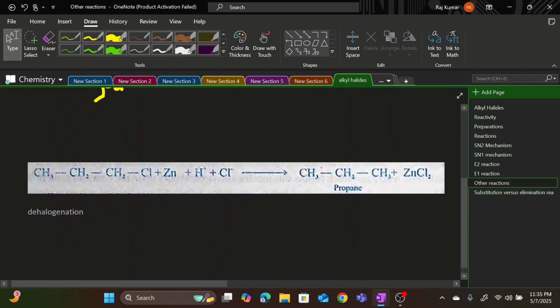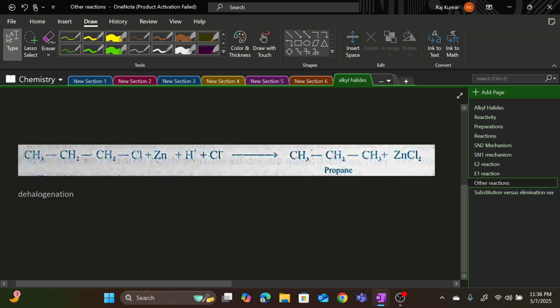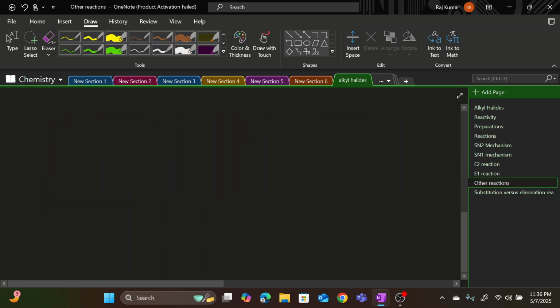And then we have dehalogenation. Dehalogenation is a process which we studied previously as well, in which we take zinc in the presence of an aqueous acid, and we basically convert alkyl halide into alkane.